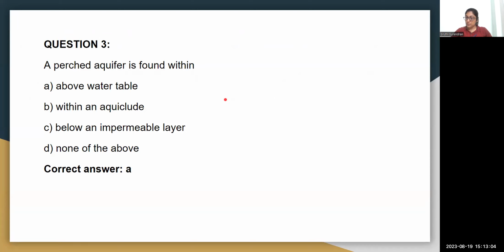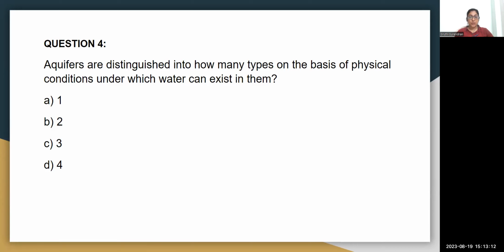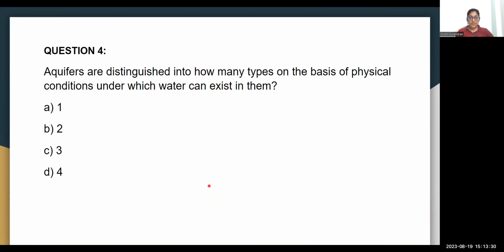Moving on to the fourth question. Aquifers are distinguished into how many types on the basis of physical conditions under which water can exist in them? Here we're talking about aquifers. So how many types of aquifers are available based on the water category? The answer is B.